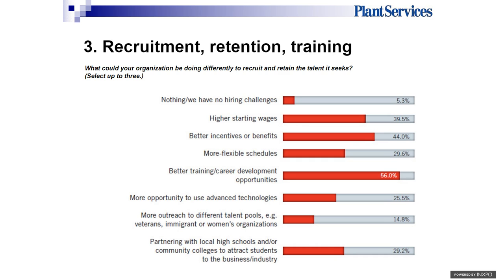This to us was noteworthy because it is ahead of everything else in this list, ahead of higher starting pay, ahead of better management, better bosses, ahead of better incentives, benefits. Everything else on this list comes in second place to that. Now, better incentives or benefits was at 44%, so it's not too terribly far away from better training. But again, let that sink in.